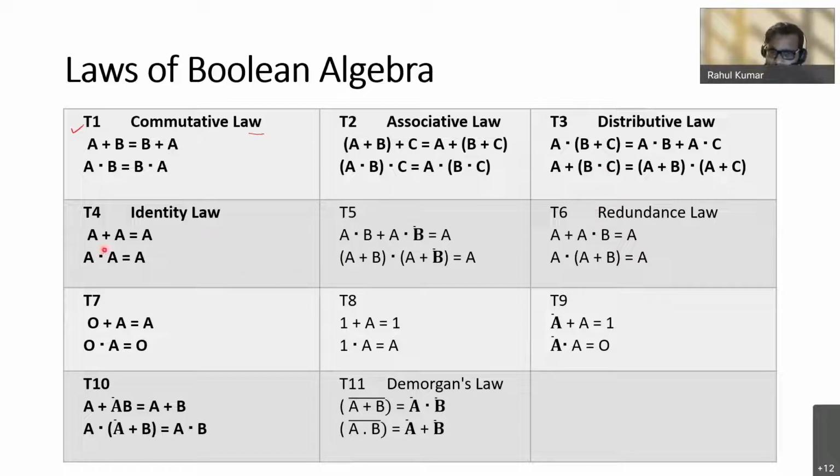The fourth one is an easy one. A plus A is A and A dot A is A, right? If you have the same input which is getting ANDed or ORed, the output will be the same as your input. Okay. Theorem 5 is unnamed, so it is A dot B plus A dot B is A, right? If you are repeating, it is A. And the same thing for (A plus B) dot (A plus B) is A. Okay, so just to specify, by dot I mean it is an AND gate, and the plus sign means it is an OR gate.